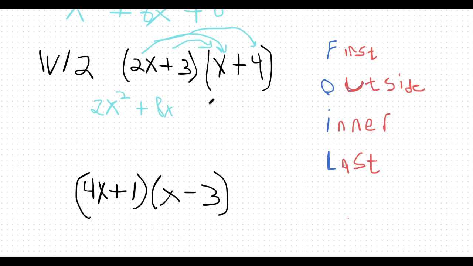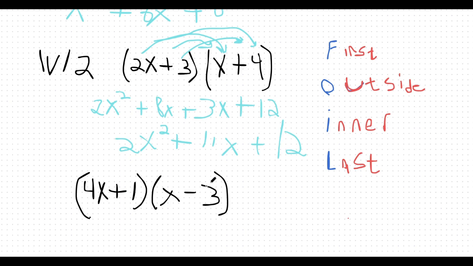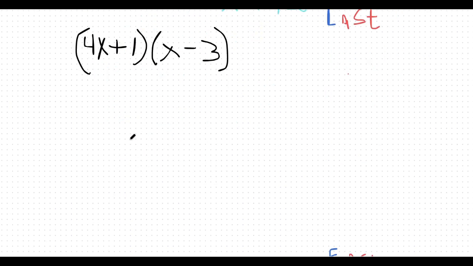Now let's go ahead and distribute these, plus 3x, and then distribute this, plus 12. Combine like terms to get 2x squared plus 11x plus 12. All right.